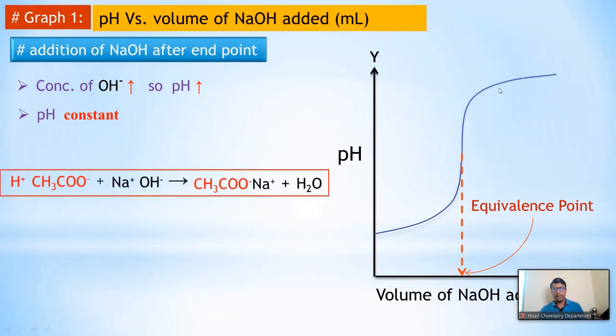So this is the graph we get after addition of NaOH beyond the neutralization point. This is the neutralization reaction: acetic acid plus NaOH gives sodium acetate, and this is the water.